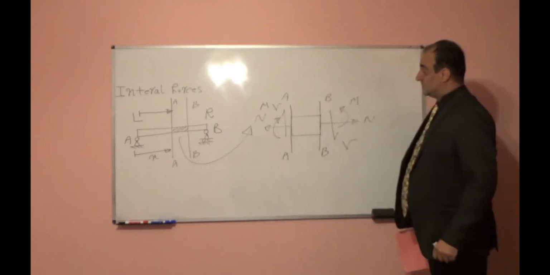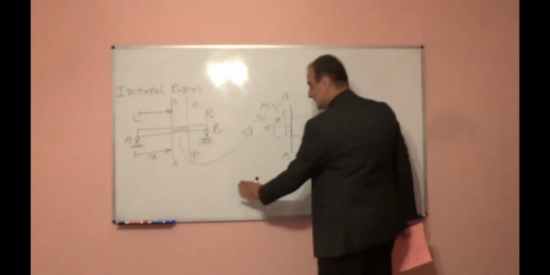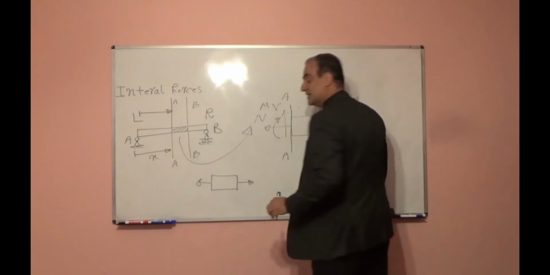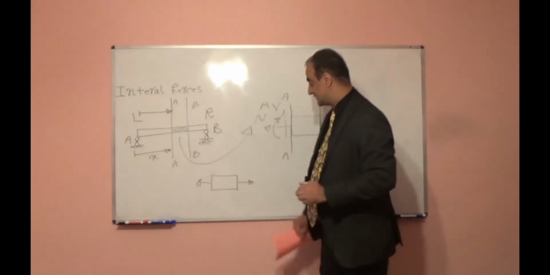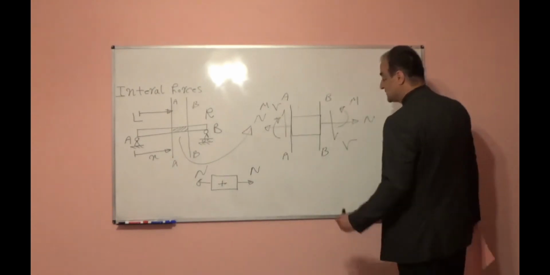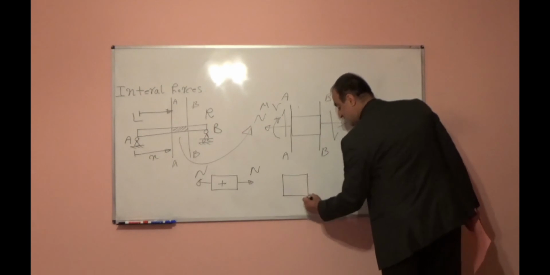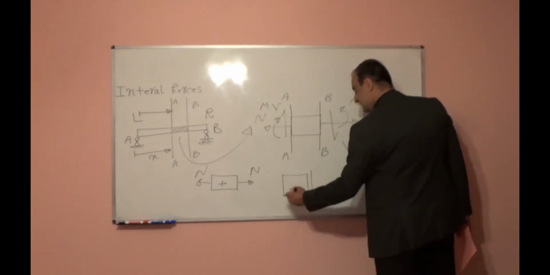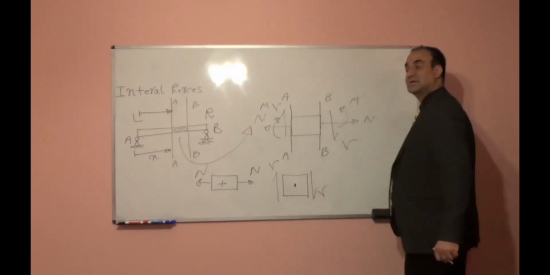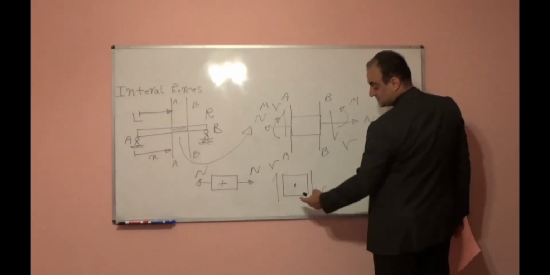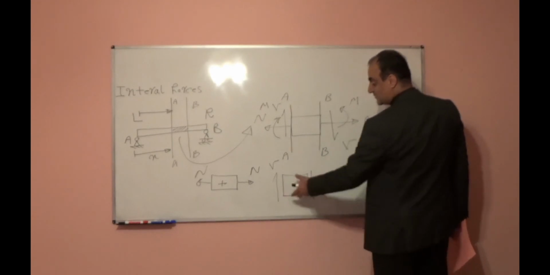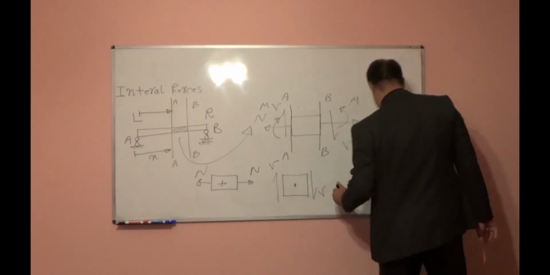You see, if I show one by one, axial force is always positive if it creates tension in the member. So this is the positive direction of the axial force. Shear force, if you look at that segment again, is positive if the shear force rotates the segment clockwise with respect to the center of the segment. You see, this is upward, this is downward, so they will rotate this rectangular segment clockwise. So this is the positive direction.